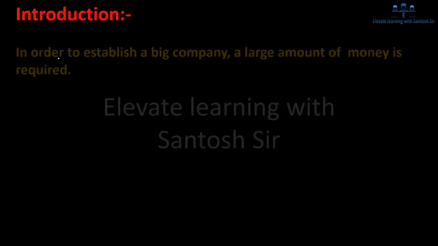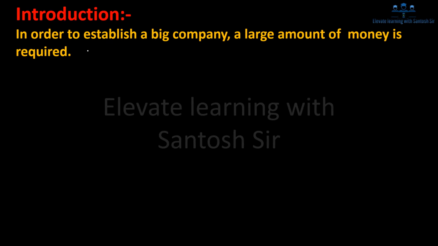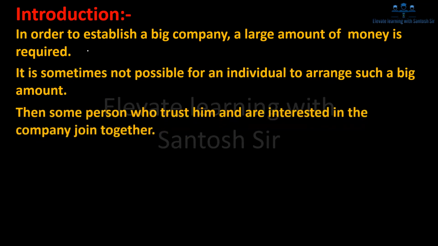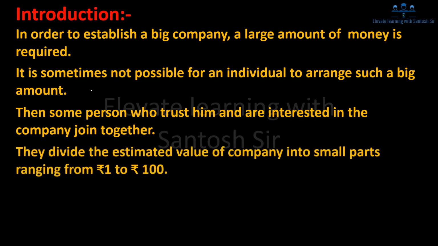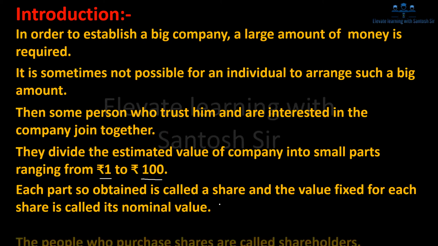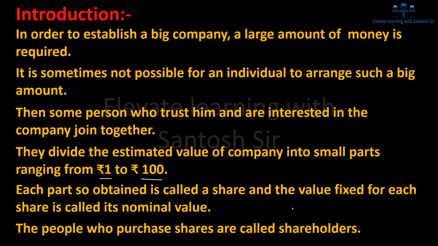Let us start with the introduction. As you know, in order to establish a big company, a large amount of money is required. It is sometimes not possible for an individual to arrange such a big amount. In such a case, the people who trust him or are interested in his company join together and invest. They divide the estimated value of the company into small parts ranging from rupees 1 to rupees 100. Each part so obtained is called a share. The value fixed for each share is called its nominal value. The people who purchase shares are called shareholders.